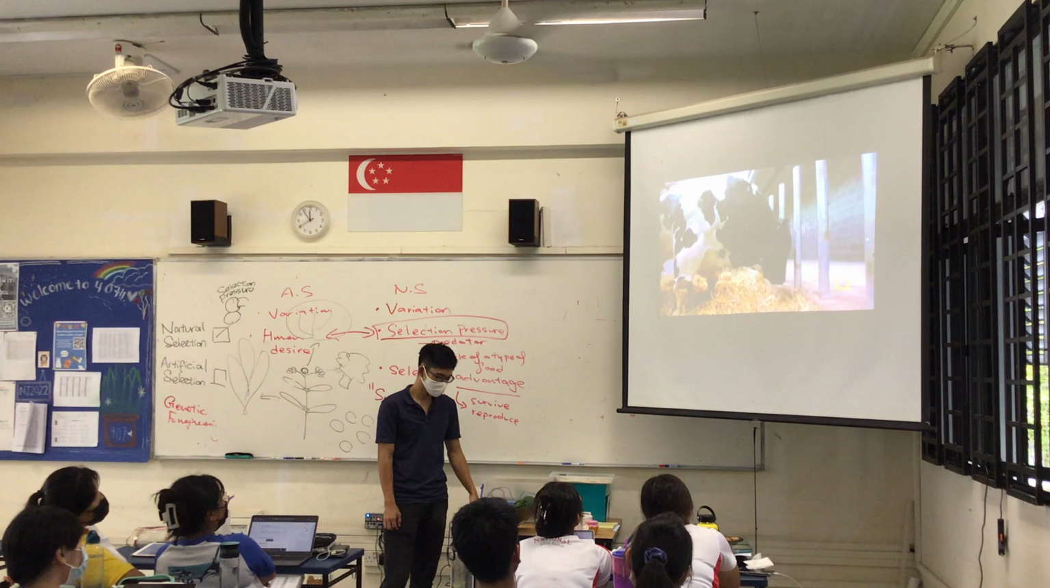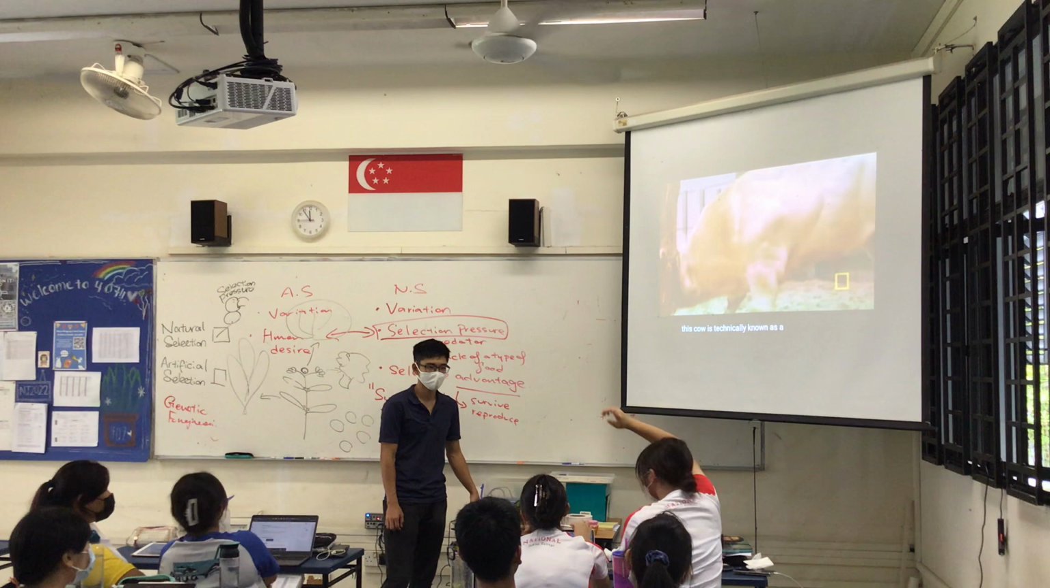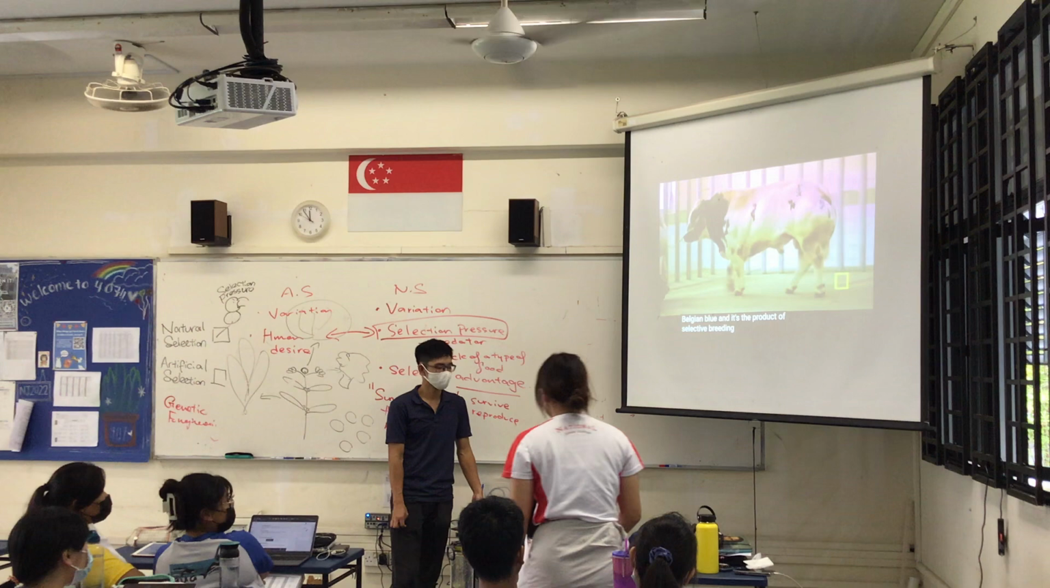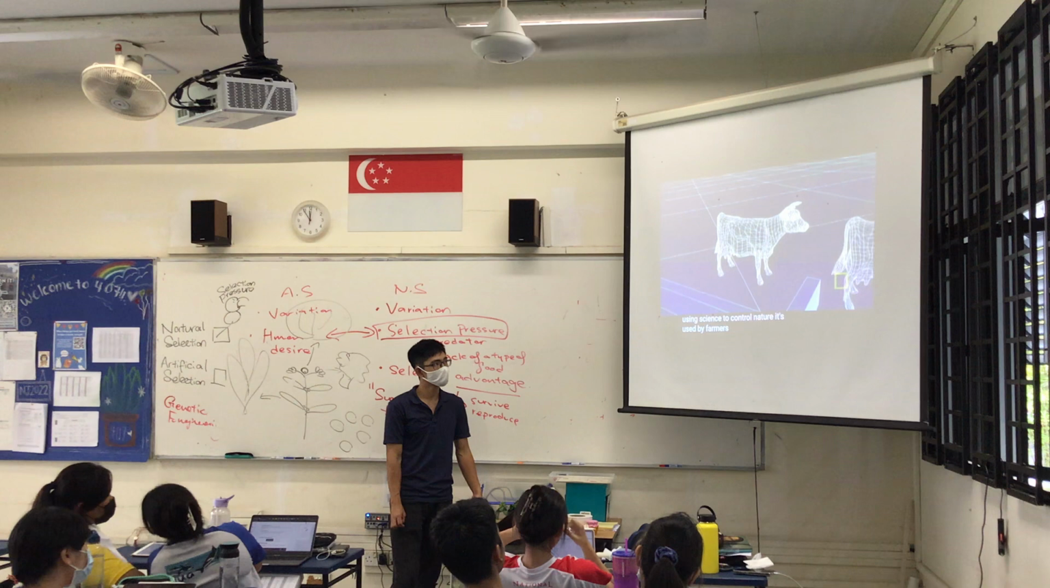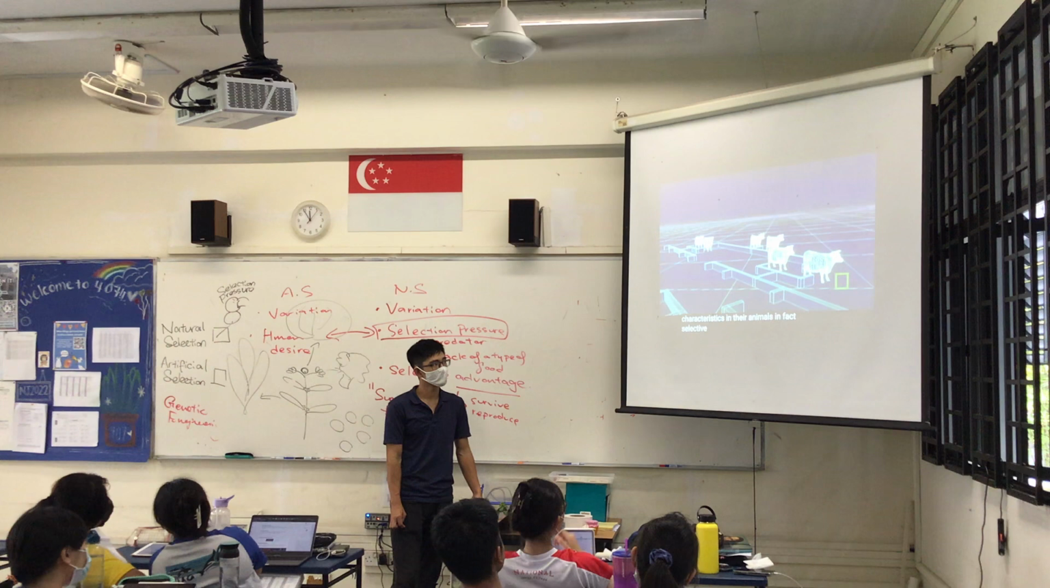This cow is technically known as a Belgian Blue. It is the product of selective breeding. Selective breeding is the first stop on our tour of how man is using science to control nature. It's used by farmers to enhance the desirable characteristics in their animals. In fact, selective breeding is all about managing sex.